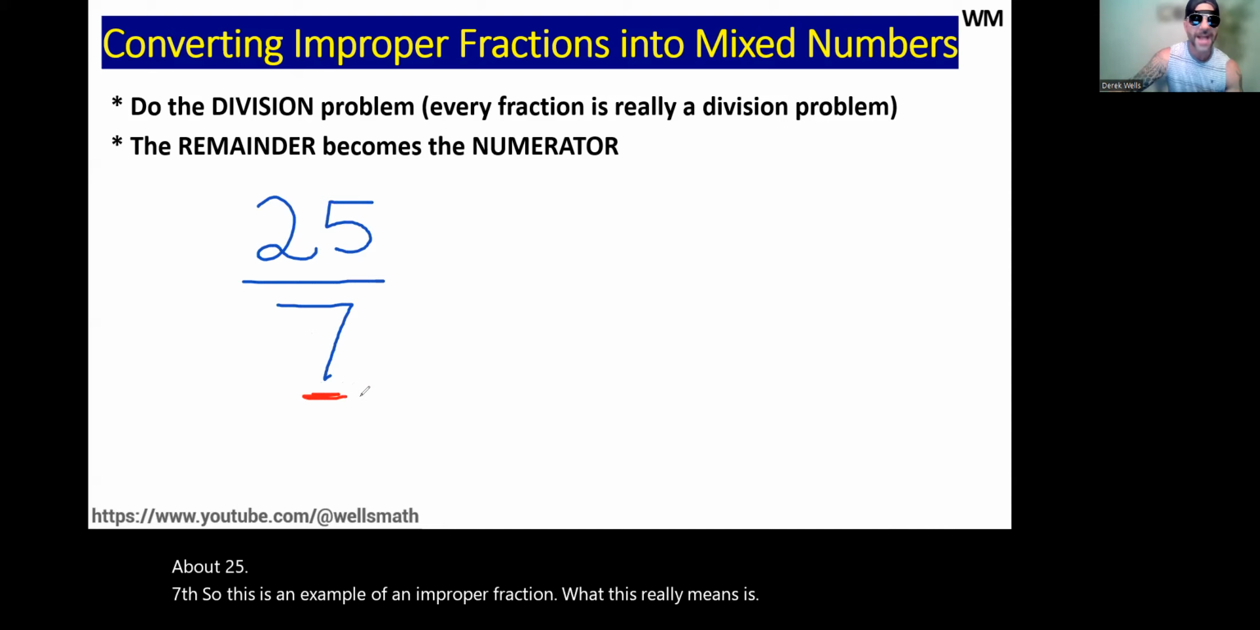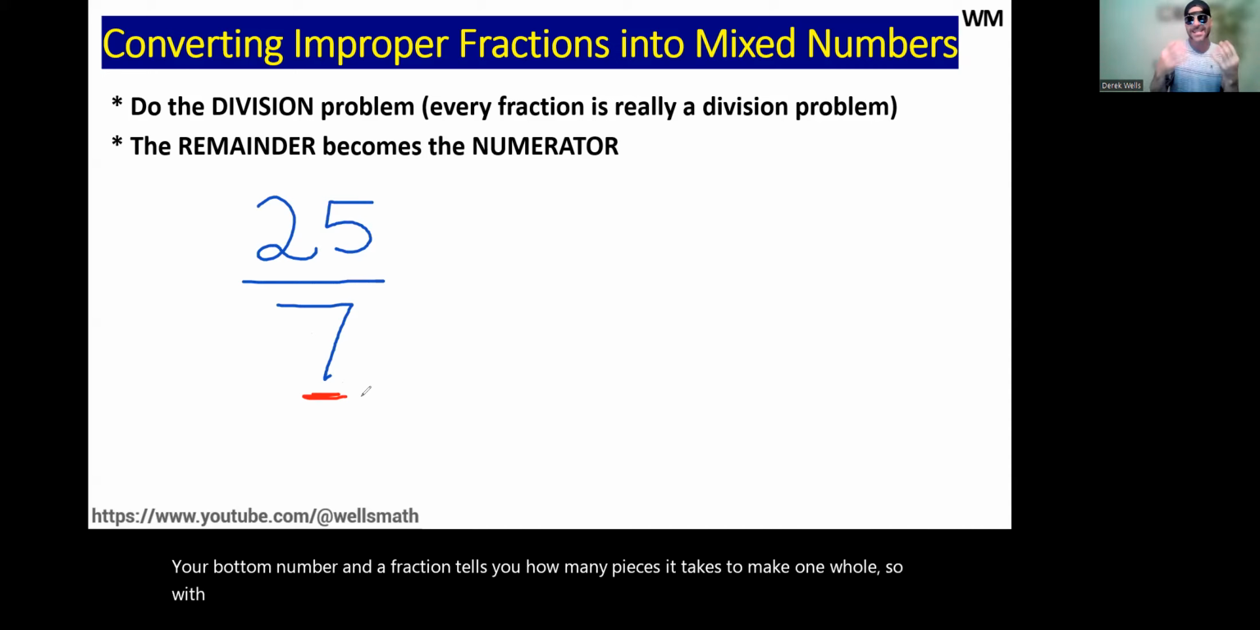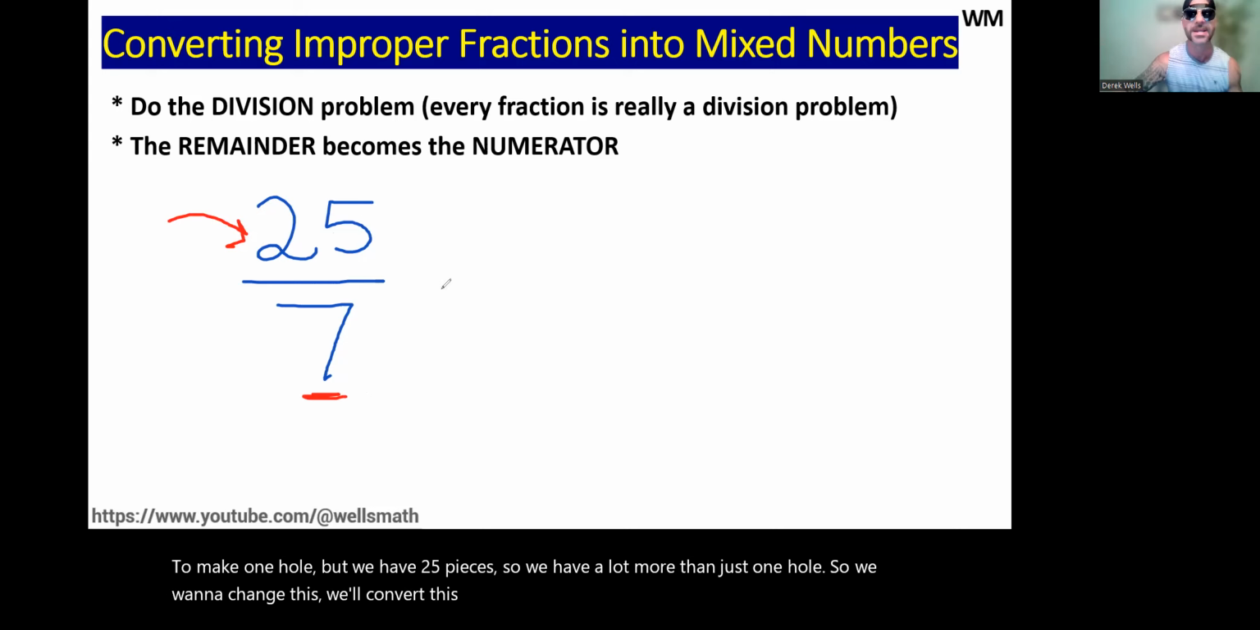your bottom number in a fraction tells you how many pieces it takes to make one whole. So with this example, it takes 7 pieces to make one whole, but we have 25 pieces. So we have a lot more than just one whole. So we want to change or convert this into a mixed number.